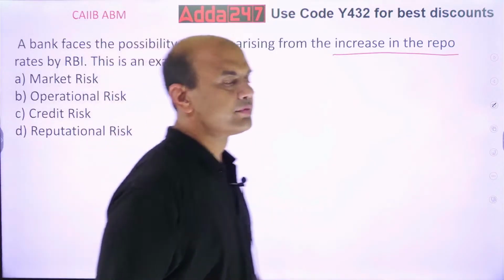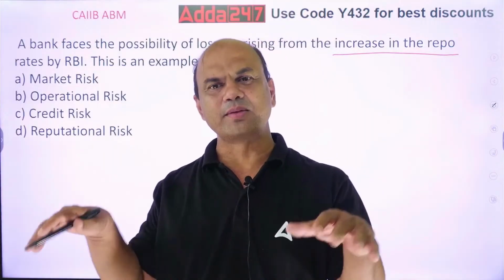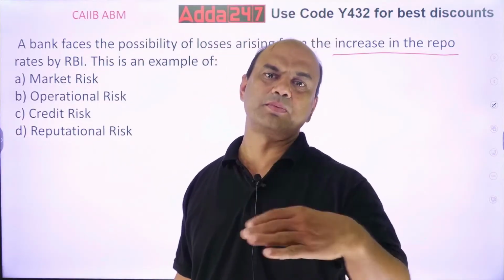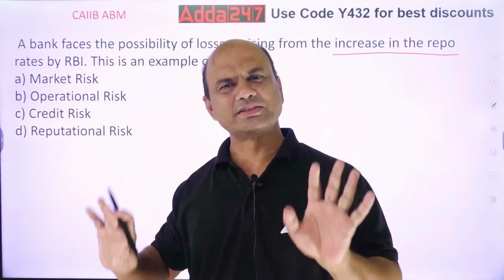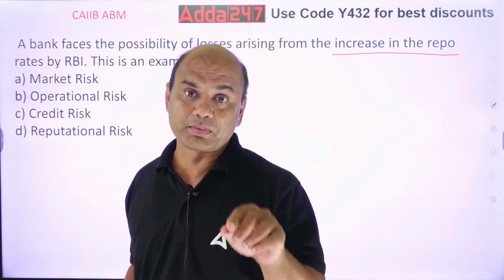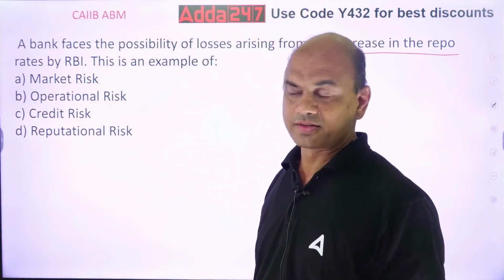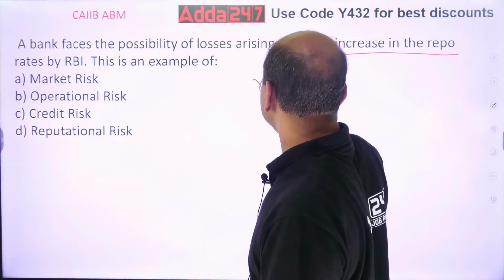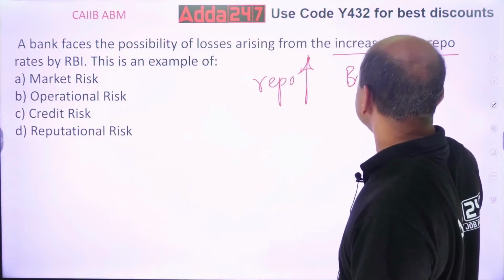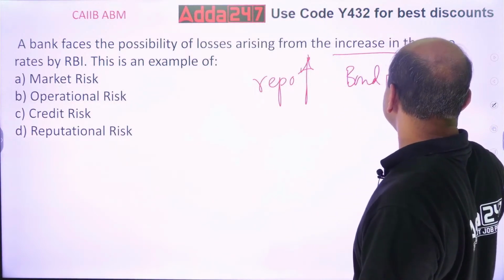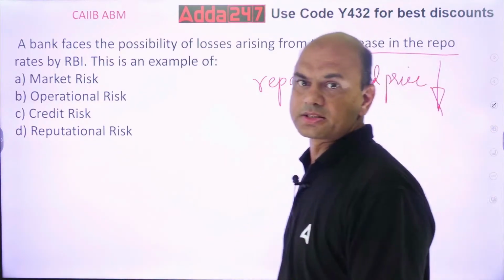Of course, in loans also they will face, deposits also, but both will increase simultaneously. If repo rates increase, your deposit rate will also increase, your loan rate will also increase. So both will match each other. But the problem is in the bond rates. Bond rates go in the reverse direction. If my repo goes up, my bond price will go down. It is always in the reverse direction.